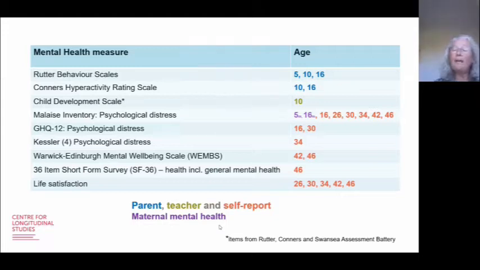In adulthood, the malaise inventory measuring psychological distress has been measured 6 times across the life course, and there are other measures of psychological distress such as the GHQ-12 and Kessler. As mentioned, the SF36 was also measured at age 46, which includes a section on general mental health. Also, a measure of well-being was administered at age 42 and 46, and life satisfaction has been measured 5 times across the adult life course, and some of these measures have also been included in the COVID surveys.